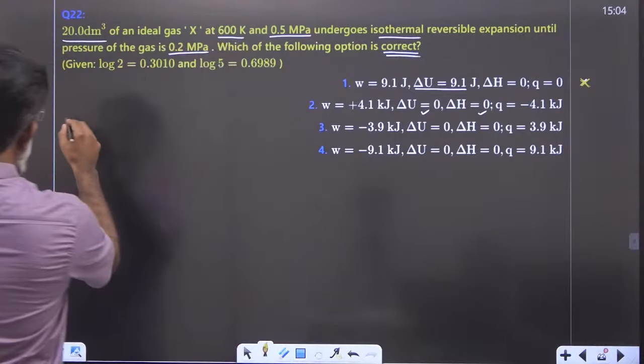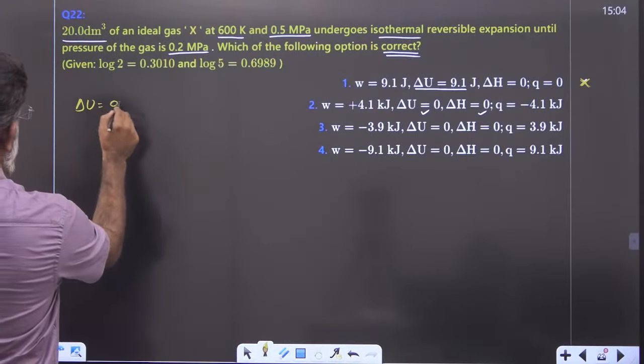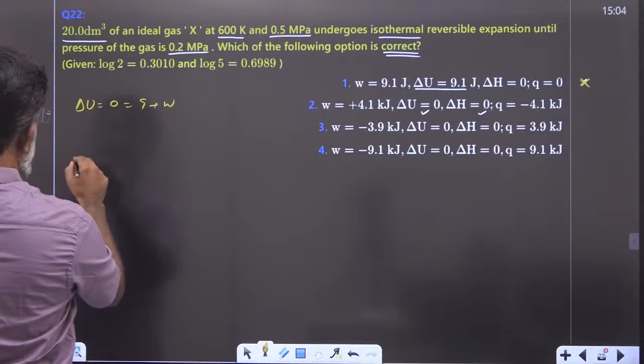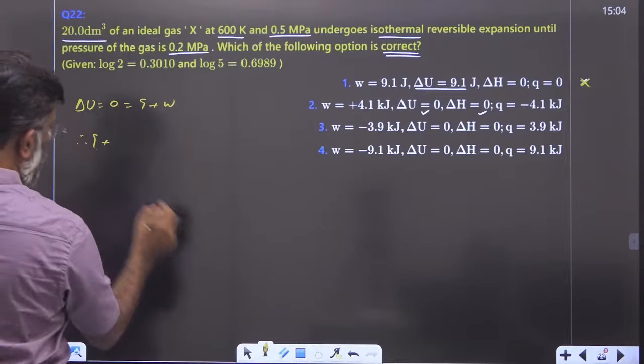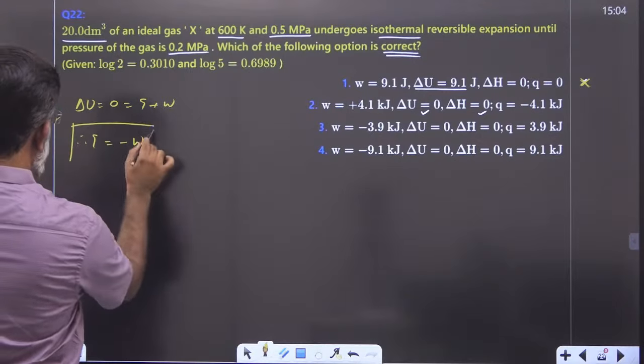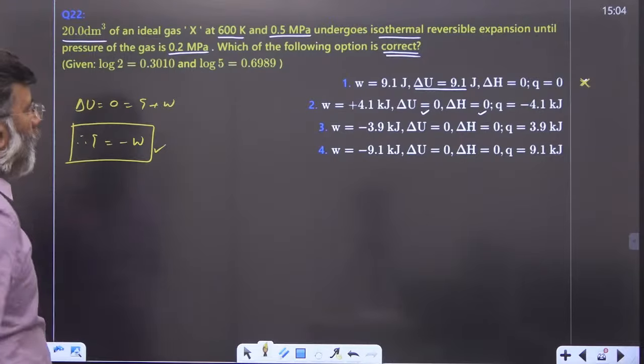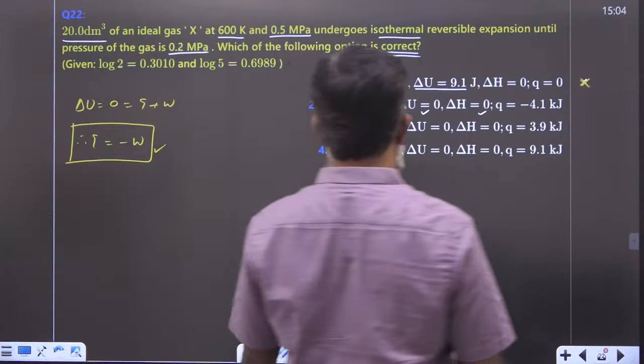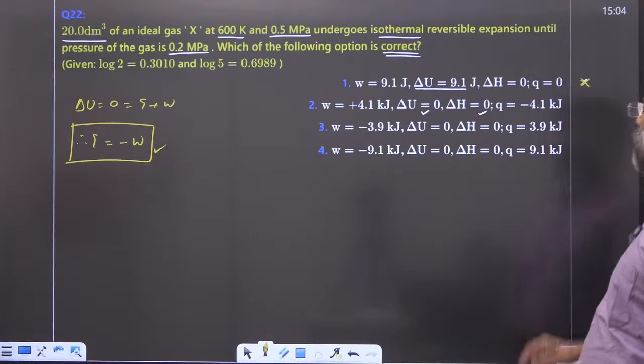So it will be delta U equal to 0 equal to Q plus W. Therefore, Q equal to minus W. This is the condition. Only thing is you need to find out the work done.